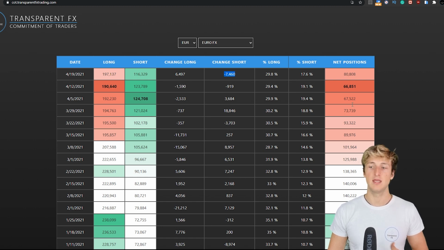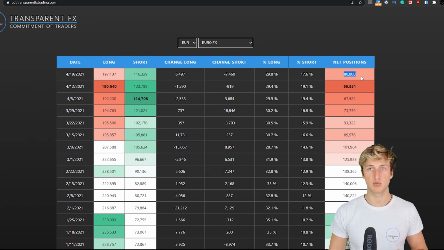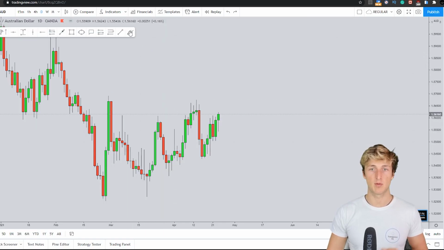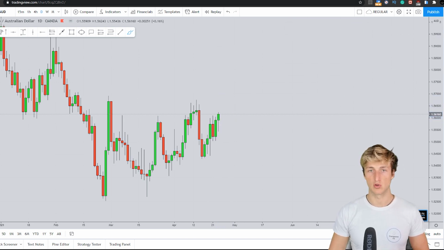So the euro, even though in the long term is getting quite bearish, going from 165k to only 80k net positions, in the short term net positions are increasing with the euro getting stronger. So we have a short term strong euro, however a long term bearish euro, meaning that from a euro perspective we can expect a little bit of a move to the upside before a potential correction.